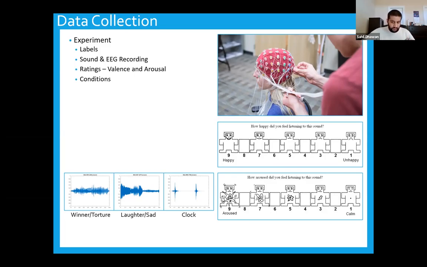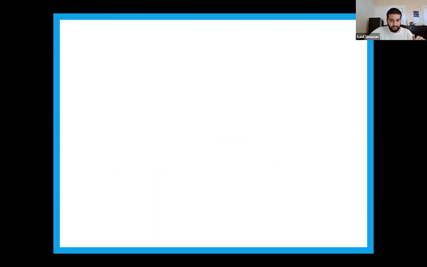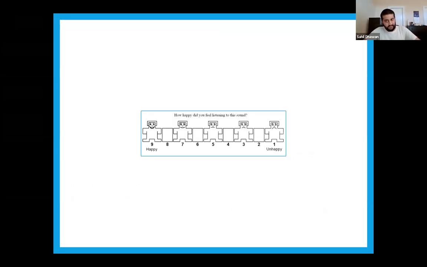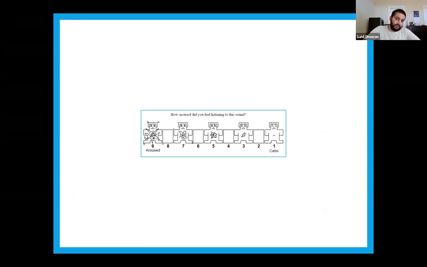Now I'm going to play an example of three of our trials. They're really short, so it won't take too long. First you see the label, then you hear the sound. And then they're given a keypad to rate on a scale of 1 to 9, happy or unhappy for valence, and calm or aroused for arousal. And this is an example of a negative one.